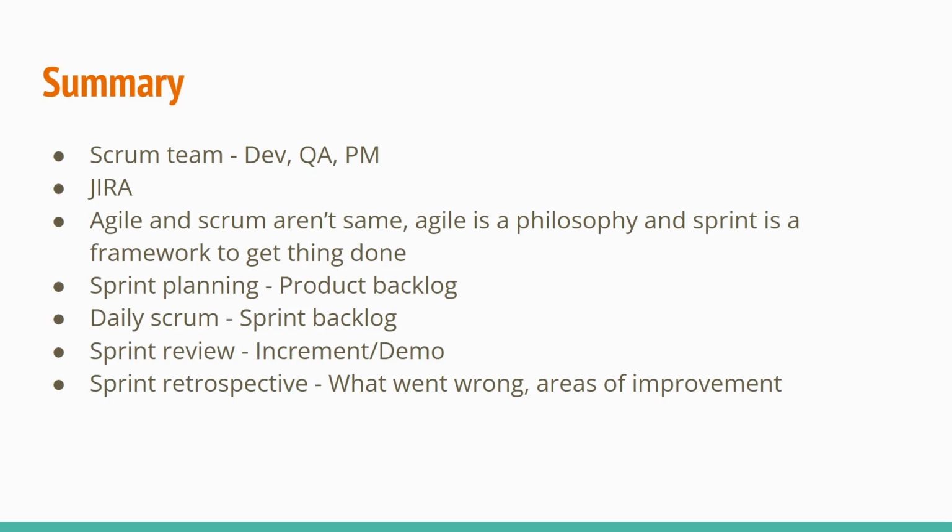And Agile and Scrum aren't the same. Agile is a philosophy and Scrum is a framework to get things done. Many people get confused between Agile and Scrum. So Agile is not Scrum and Scrum is not Agile. Agile is just a philosophy. It is defined by some people and it's a philosophy that most people follow in a proper way. And Scrum is just an implementation of Agile. Scrum is a framework. So Scrum consists of sprints and all these things. So don't get confused between Agile and Scrum.